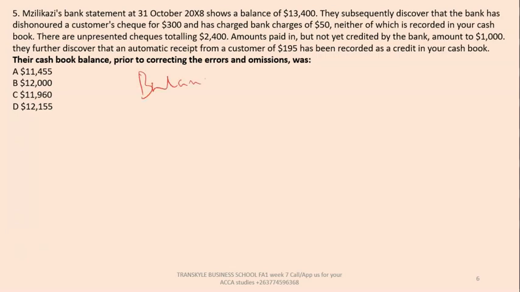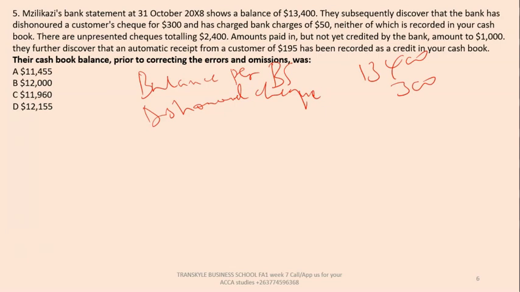So you can safely say balance per bank statement, 13,400. Then they subsequently discover that the bank has dishonored a customer's check for $300 and charged it. So, dishonored check, $300. A dishonored check is like a bank charge. When we were starting with the cash book, we deducted bank charges. But when we are starting with the balance per bank statement, we have to add them. Just understand that trick. We have to add them.